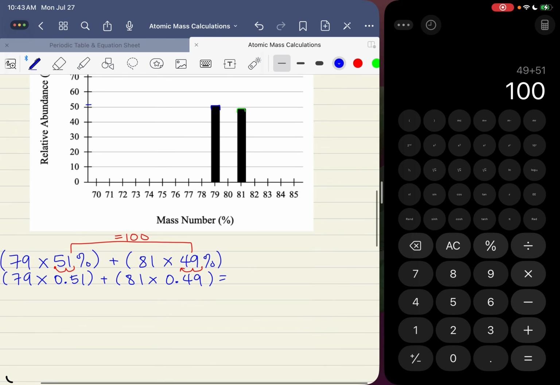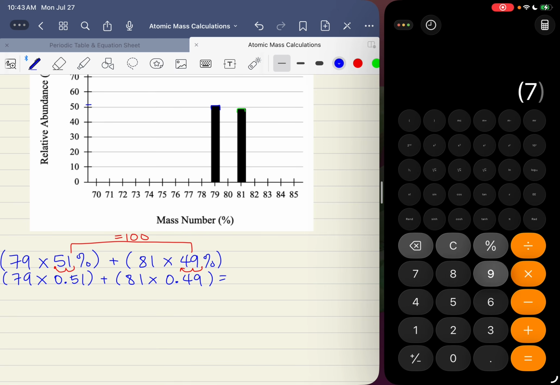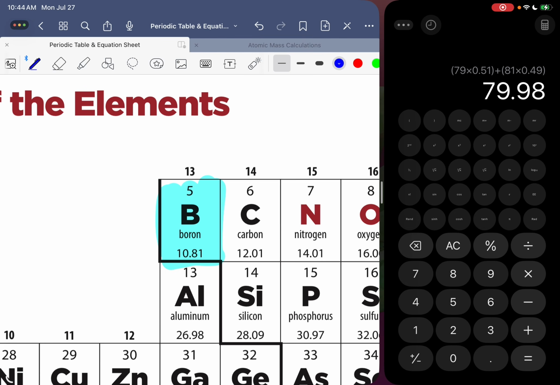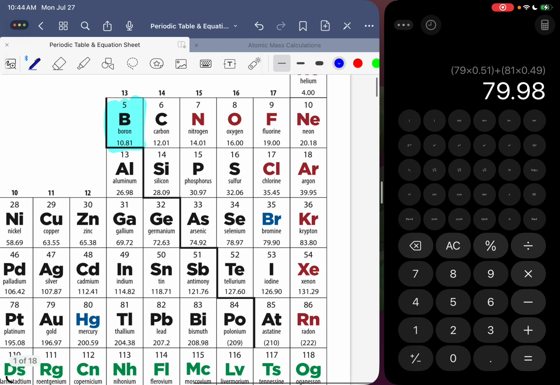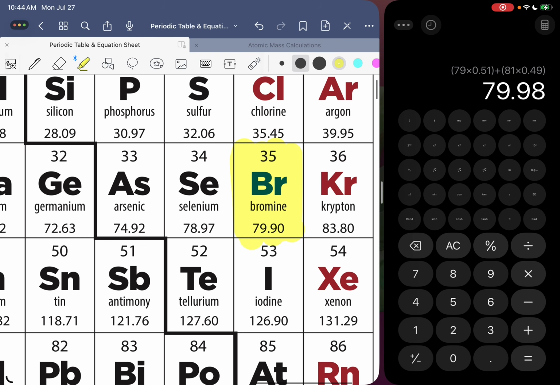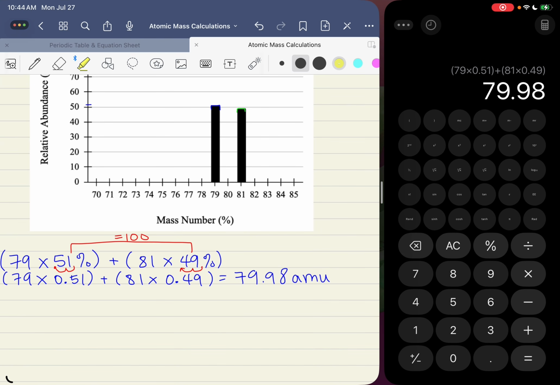And now I'm going to put it into my calculator. So here we go. I have 79 times 0.51 plus 81 times 0.49. And that's going to give me 79.98 AMU. So what element would this be? If I go back, see, 79, I found it. This one looks like it's close to 79. There it is, 79.90 compared to 79.98. That's pretty good. Again, it's not going to be exactly correct, so this element would be bromine.